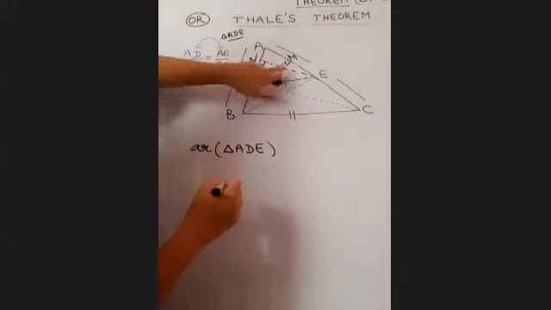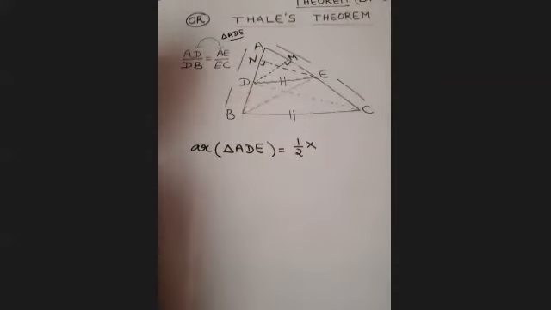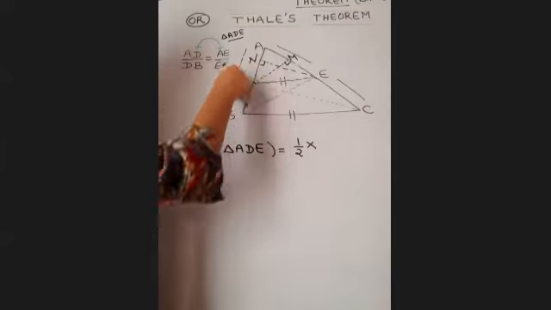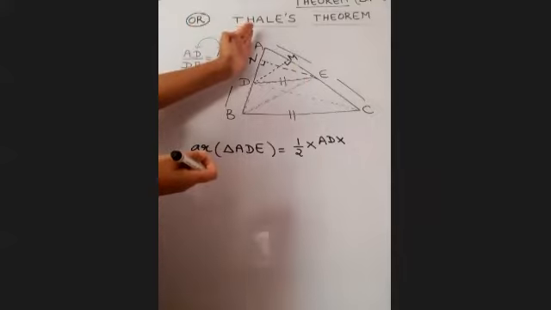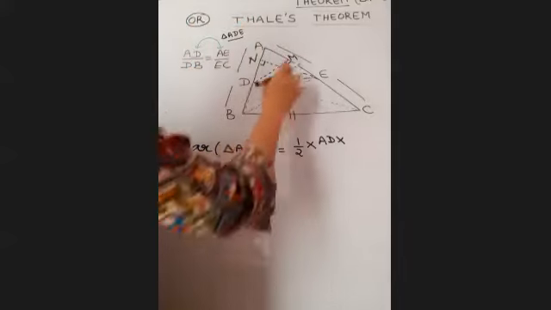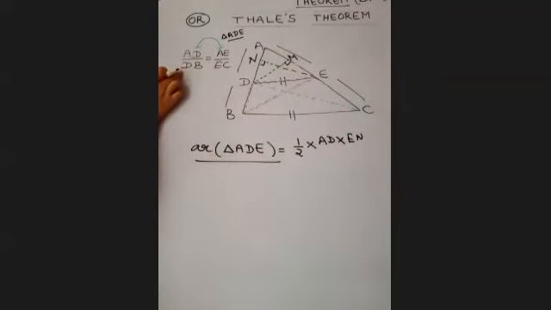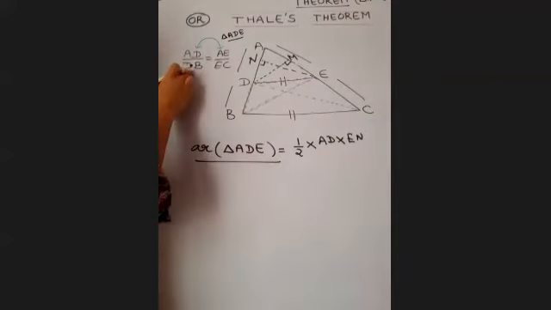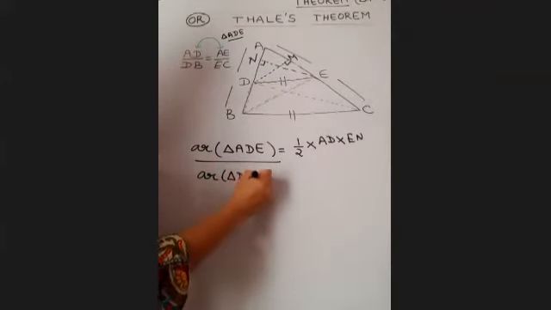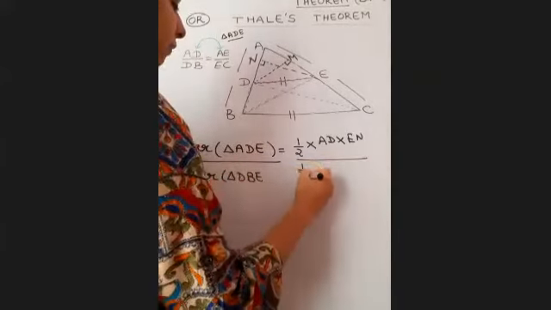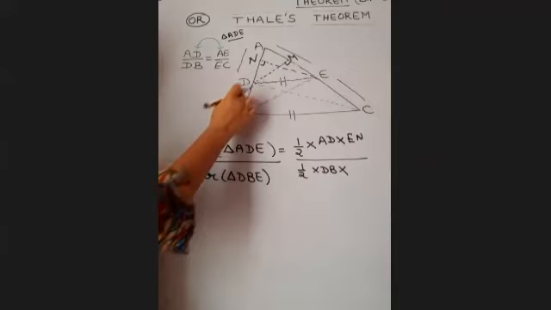Now for triangle ADE, the area is half into base. What is the base? AD. What is the height with respect to AD? What is the perpendicular on AD? EN. Divided by DB. What is the triangle we considered for DB? DBE. What is the formula of its area? Half into DB into EN, the perpendicular.